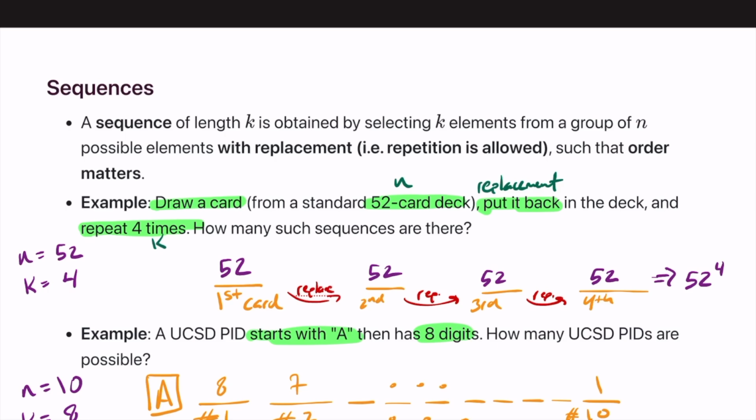It doesn't matter. But what this tells us is, I'll do this in purple again, that we have 10 times 10, and so on, times 10, and we do this 8 times because our k is 8, so there are 8 elements from our group. So this is just going to be 10 to the 8th. Okay.